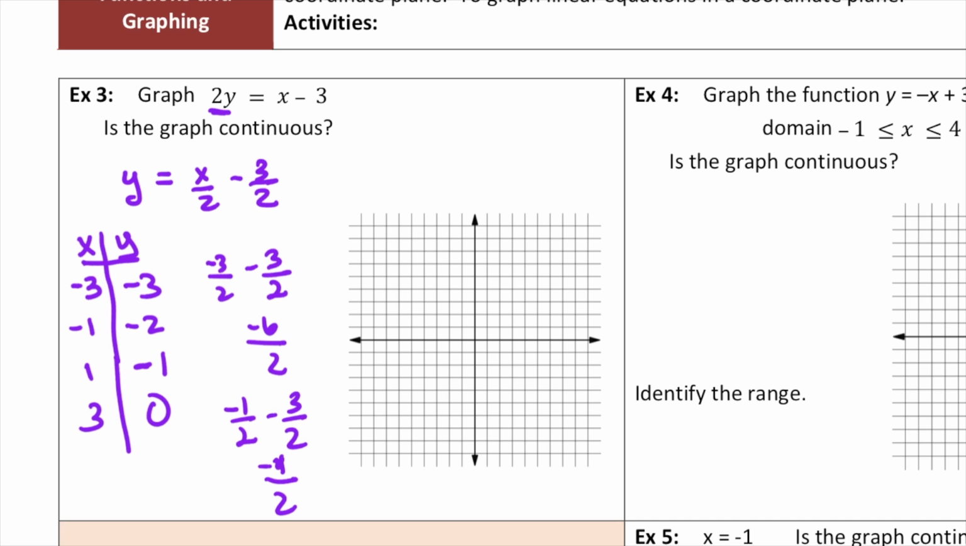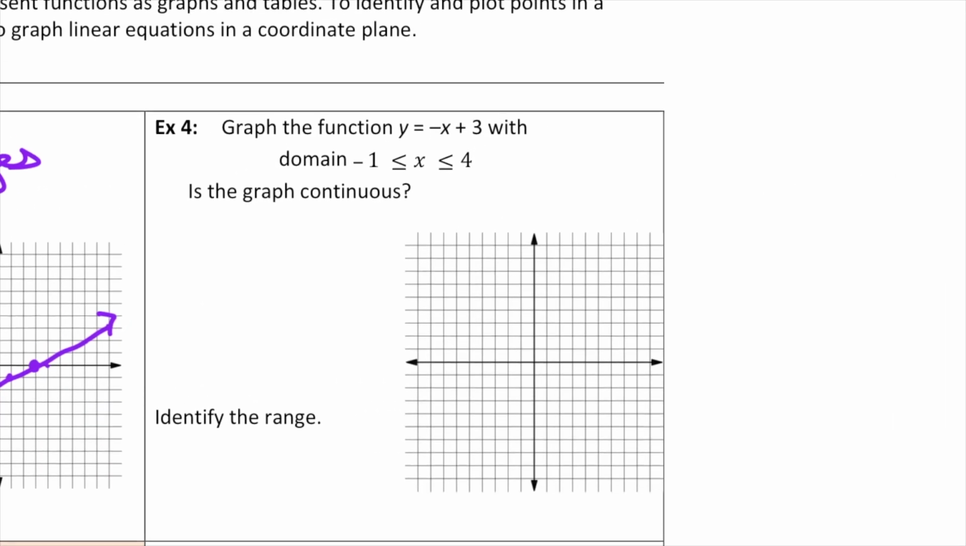Plot your points. Left 3, down 3. Left 1, down 2. Right 1, down 1, and 3 with 0. Now, you should be asking yourself, do I connect these dots? Yes. Now, the reason that we connect the dots is you got to pick the numbers or I got to pick the numbers. Therefore, every x value is possible.